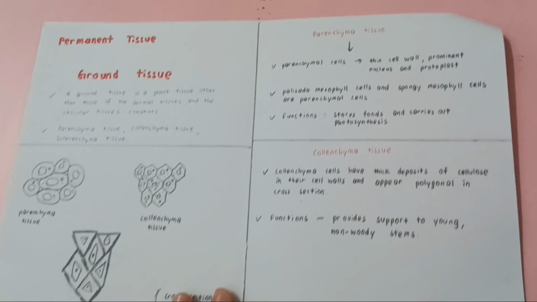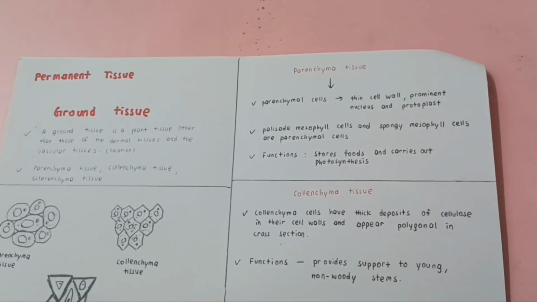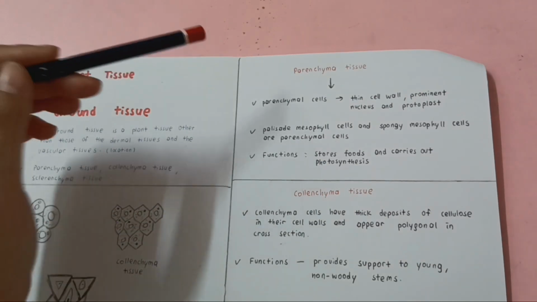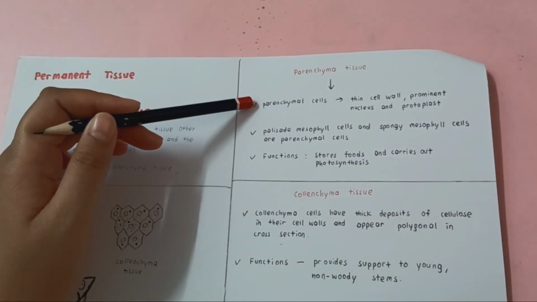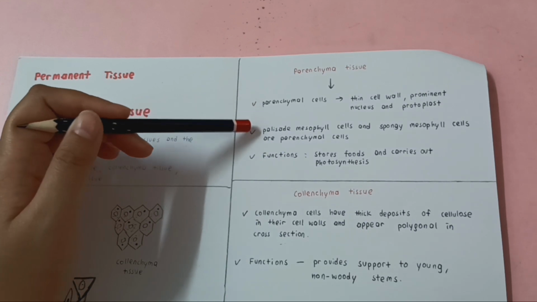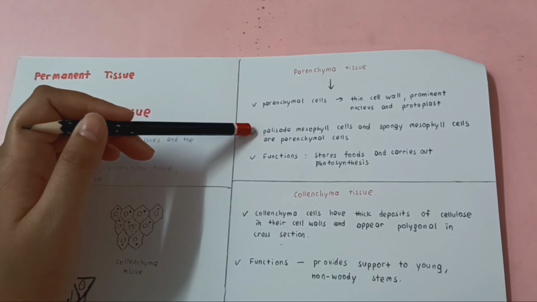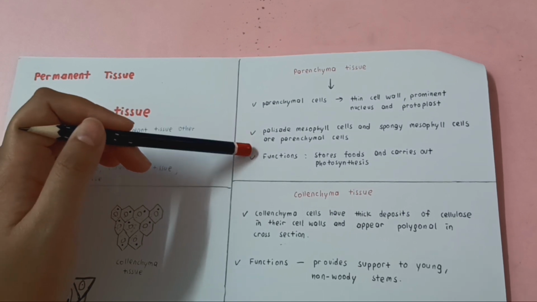First, we are going to discuss the parenchyma tissue. The parenchyma tissue contains parenchyma cells. The characteristics of parenchyma cells are thin cell wall, prominent nucleus, and protoplast. Protoplast is the combination of nucleus and cytoplasm. And then examples of parenchyma cells are palisade mesophyll cells and spongy mesophyll cells. The function is to store food and carry out photosynthesis.